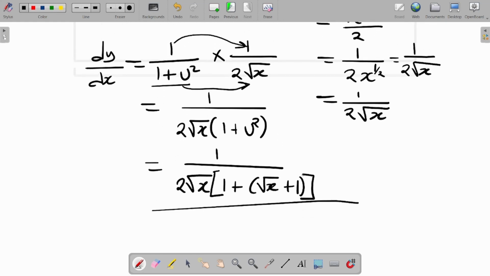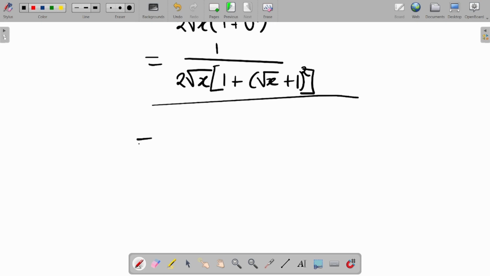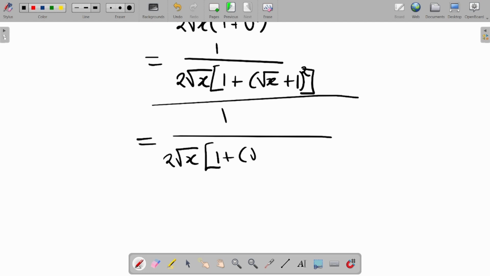Let me write it clearly. We should have 1 over 2 root x, bracket, 1 plus, root x plus 1, squared, close the bracket. This is our dy over dx.